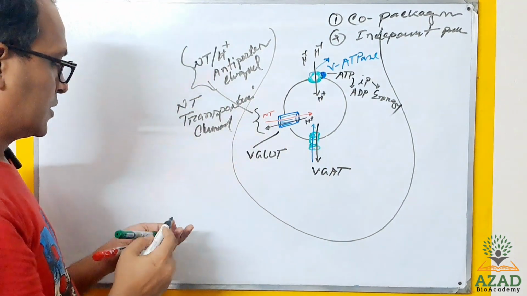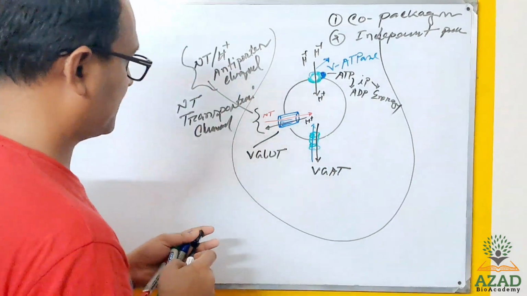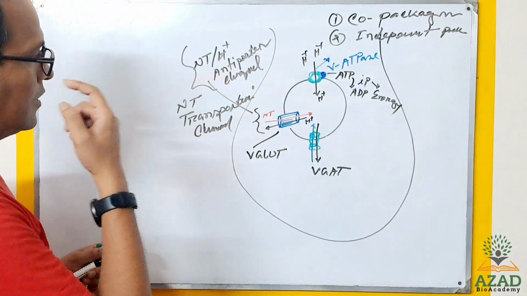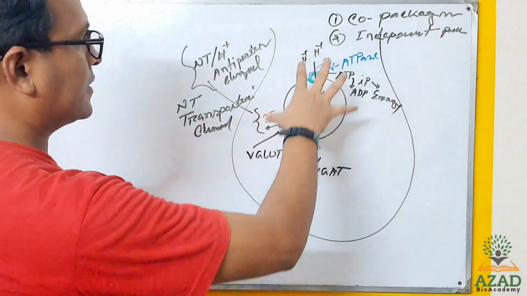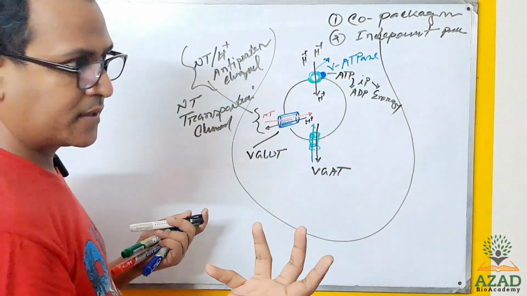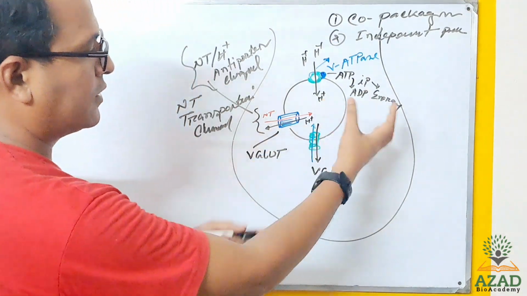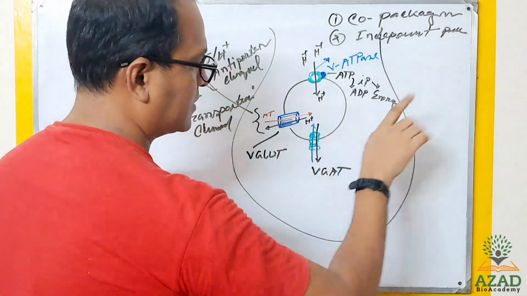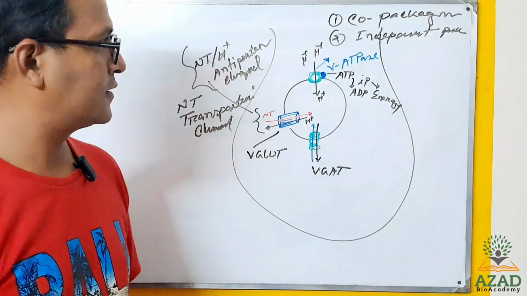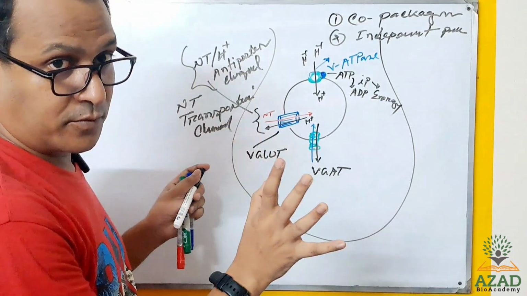Okay, so now what will happen? Now this is co-packaging, so what is independent packaging? Independent packaging means separate vesicles will be loaded through separate neurotransmitter channels. Okay, that is the point.